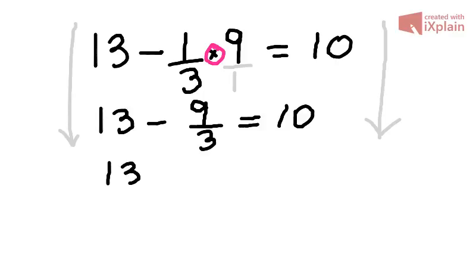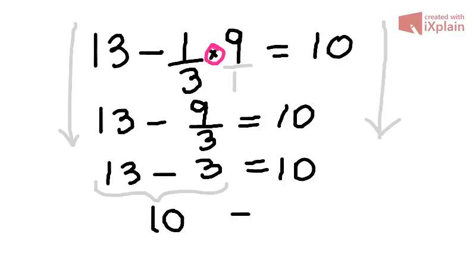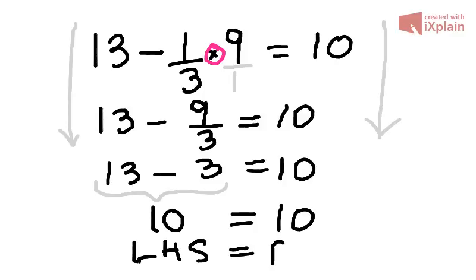I'm just copying this down, and I'm going to check if this is a true sentence. So 13 minus, how many 3's go into 9? Or what is 9 divided by 3? 3. And then now all we need to do is 13 minus 3 is 10. So now the left hand side equals the right hand side. That just means yes, our answer x equals 9 is correct.